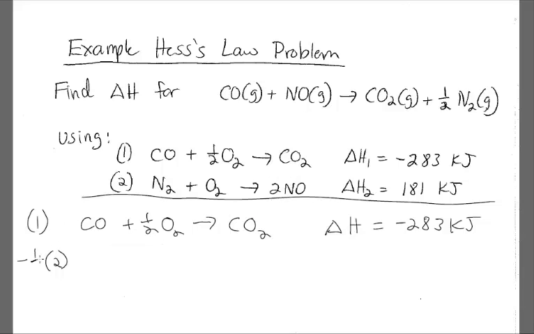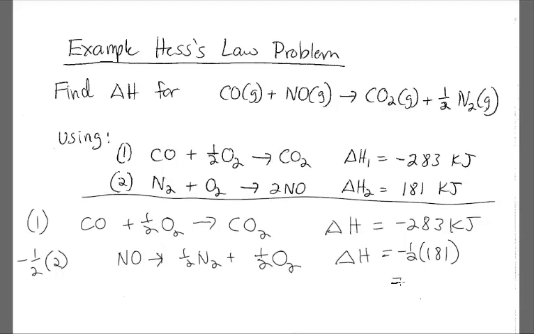So we're going to take 1/2 of the opposite of reaction 2. So I'm going to write this one backwards and divide everything by 2. That makes NO leads to 1/2 N2 plus 1/2 O2. Wherever we did the reaction, we got to do to the delta H. So the delta H is now going to be negative 1/2 times 181.